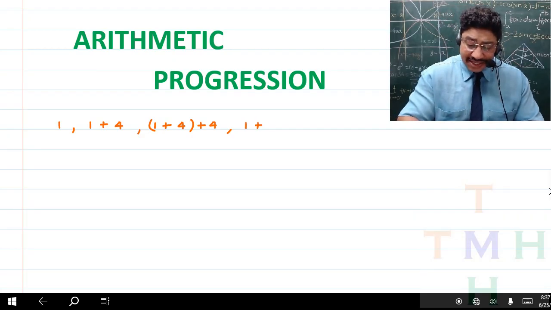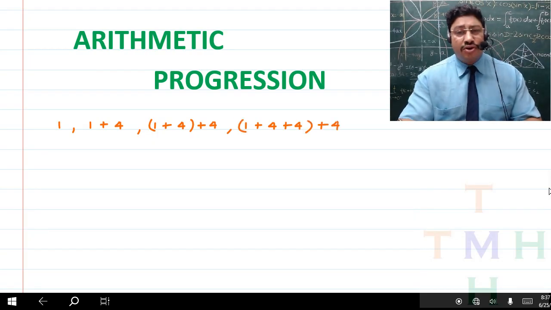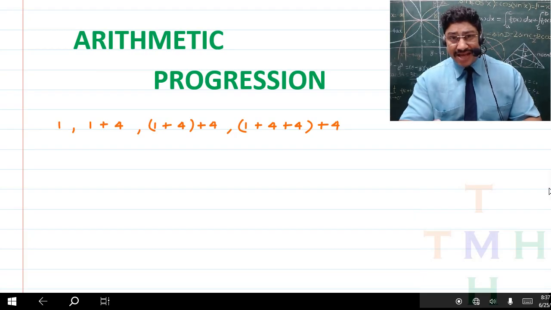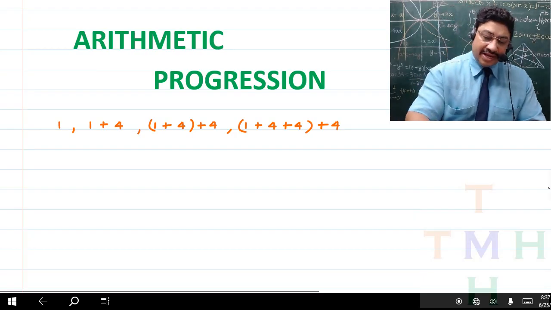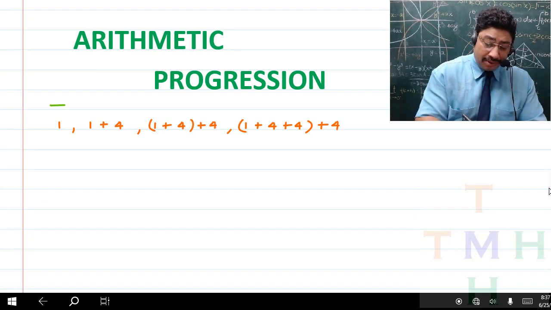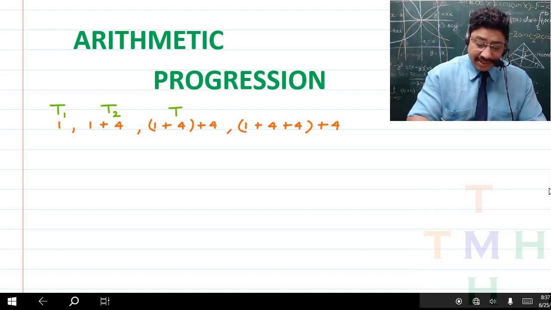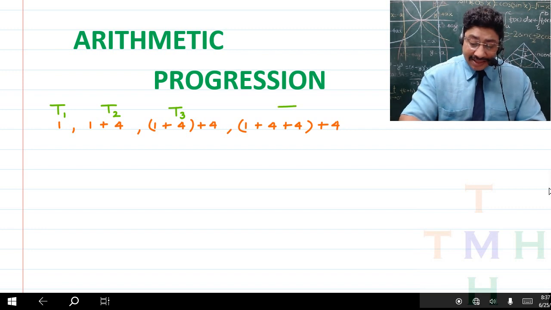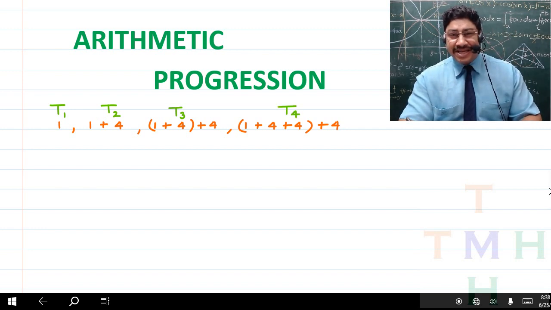So every term is got by adding 4 to the last term. So as such, the next is going to be 1 plus 4 plus 4, which at the moment I am not simplifying, plus 4. So this is the special characteristic. And here children, the interesting thing is this, that if you talk about this, this is the first term, this is the second term, this is the third term, and this is the fourth term, right? So can you tell me what is the interesting thing that I am planning to tell you? Well, no. Well, I'll tell you.